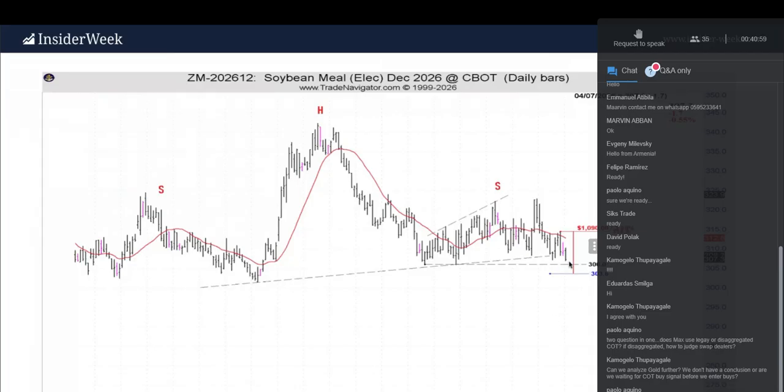So my entry price, I already have orders in the market. My short entry price is 303.6. My take profit is at 267, and my stop loss is at 314.5. So I risk $1,090 per contract in this market.